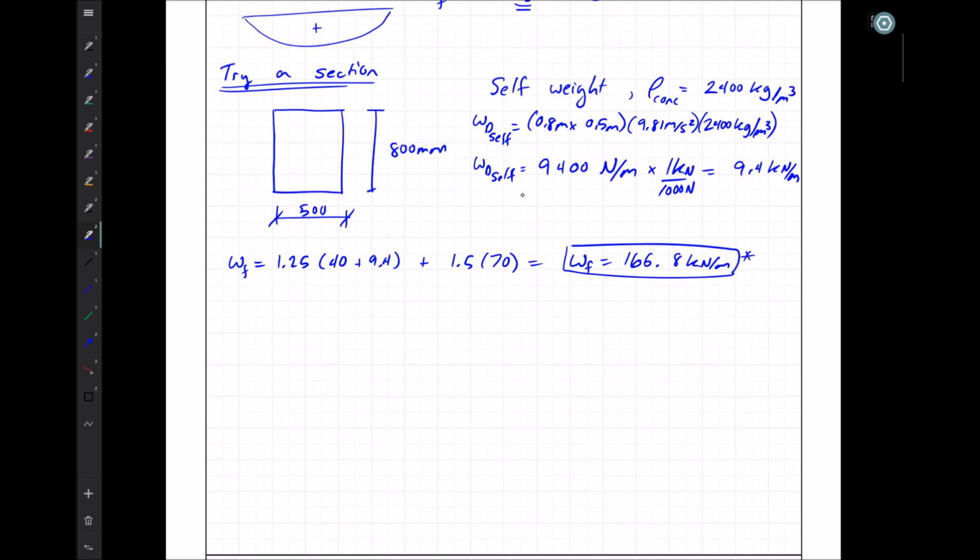I'm just going to put a little star beside that. The star means, to me, we will update this as we refine our section size.